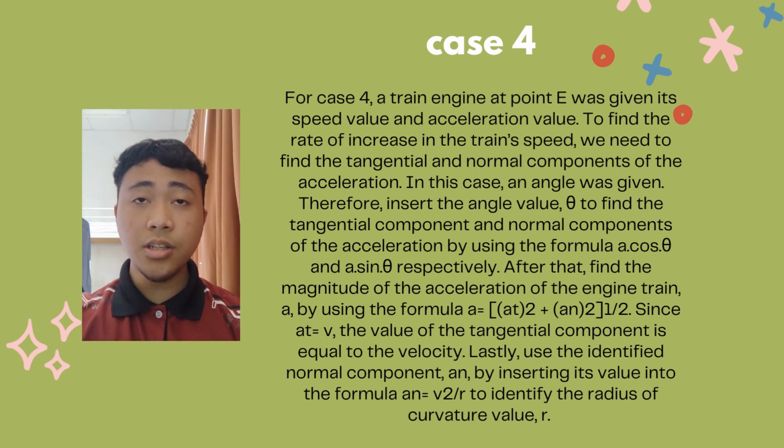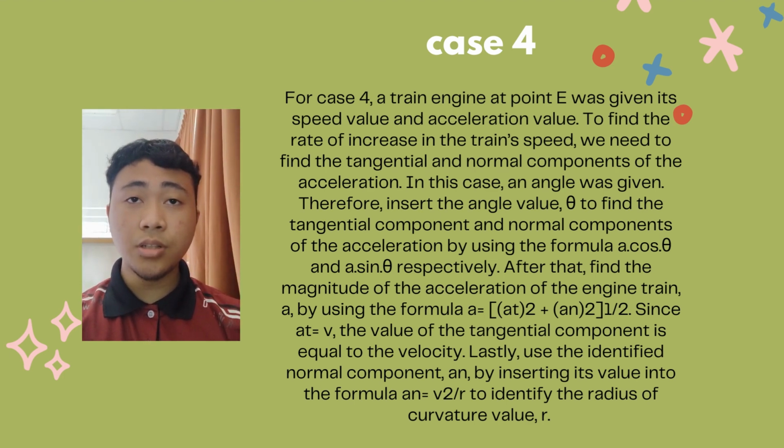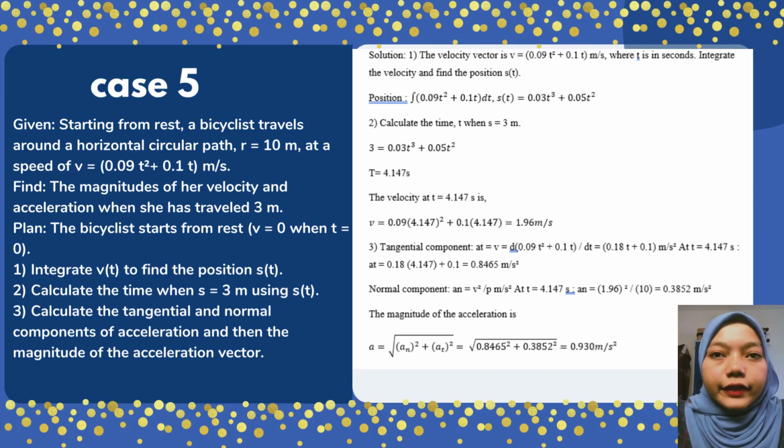Since tangential acceleration equals the derivative of velocity, the value of the tangential component is obtained from the velocity. Lastly, we need to use the identified normal component by inserting its value into its formula for us to identify the radius of curvature. Case study 5 given.